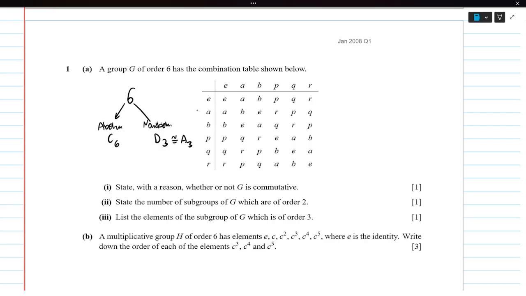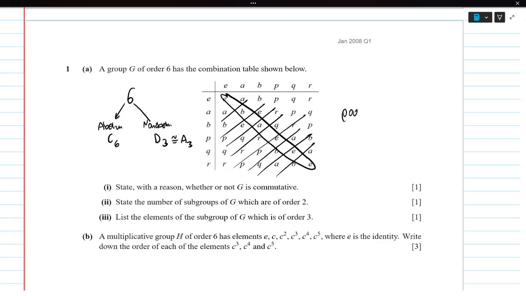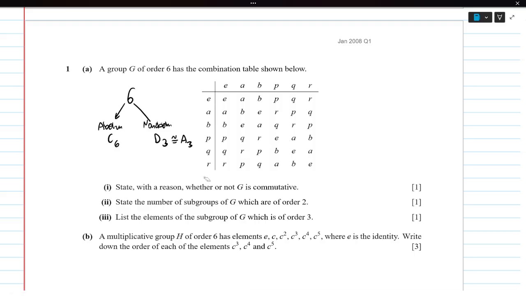Okay, so that's good to know. Again, if it's abelian, then we can see that there is symmetry along this main diagonal. And there clearly is symmetry along this main diagonal. So yes, it is commutative because there is symmetry along the main diagonal, which shows that PQ is equal to QP. I think just stating that from the Cayley table should be enough. Which, if it is abelian, then it must be a cyclic group.